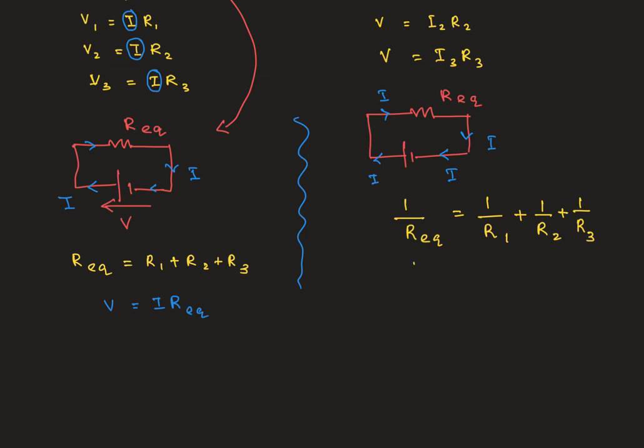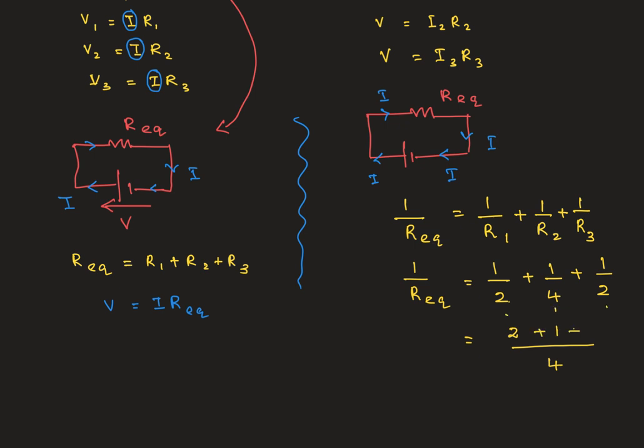Let me take one of the easiest examples. Let's say R1 equals 2 ohms, R2 equals 4 ohms, and R3 also equals 2 ohms. Then what will happen? We take the common denominator, and the first term, the 2, has to be multiplied by 2, and for the second term you don't have to do anything.